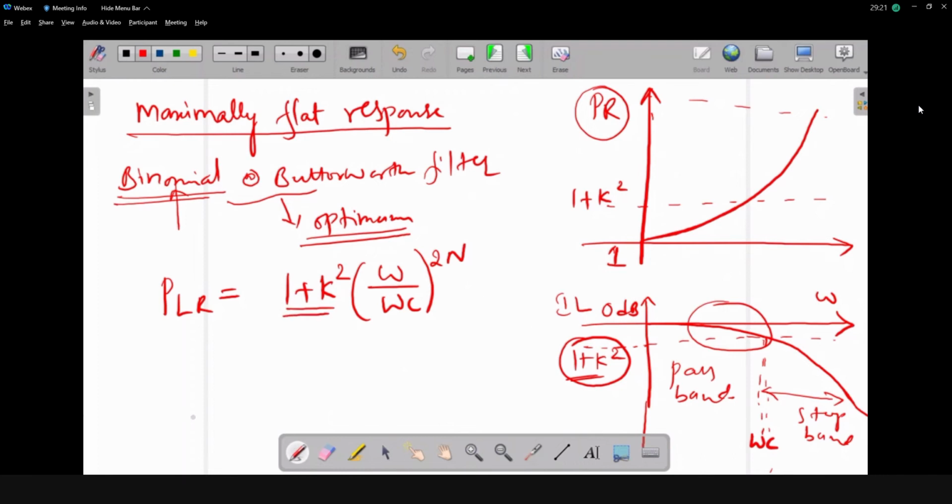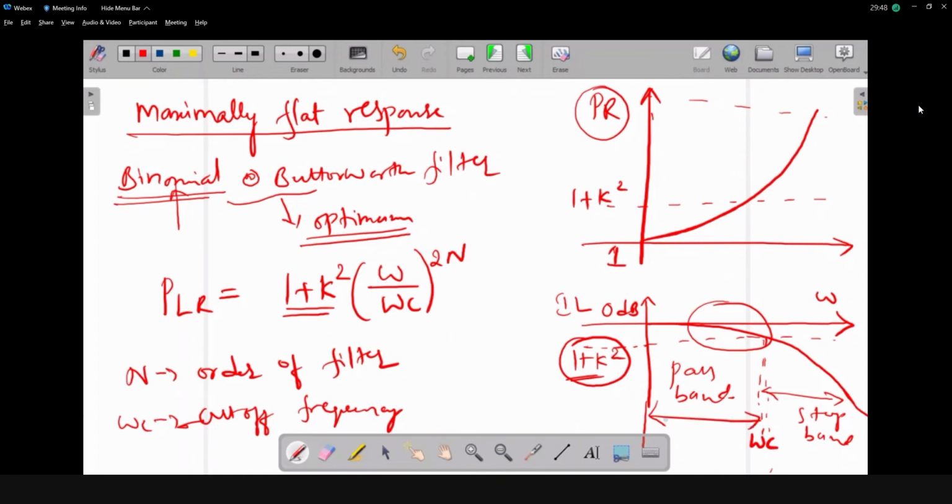Now n is the order of the filter, which we know already. Omega c is the cutoff frequency. The pass band generally exists from omega equal to 0 to omega c. That is where the pass band exists.